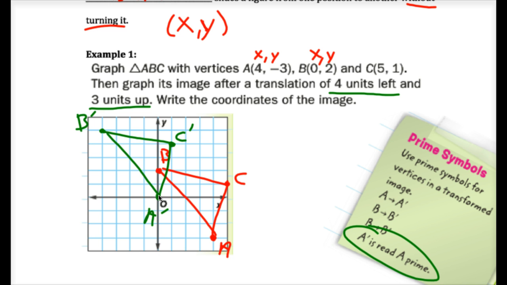What's true about the new triangle, A prime, B prime, and C prime, compared to the old one? What's the one thing you notice? It's congruent. Very good. Is it the same size, guys? Yeah. That is every translation. It's going to be the same size. What else? Go ahead, Harrison.